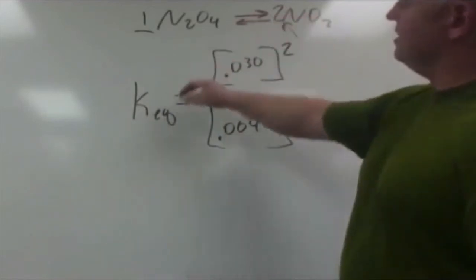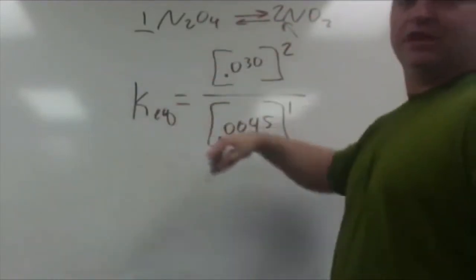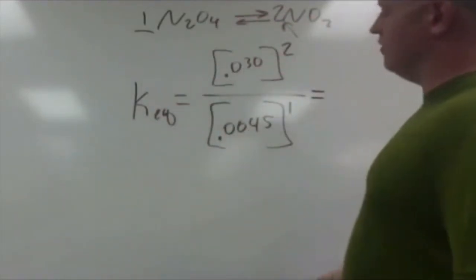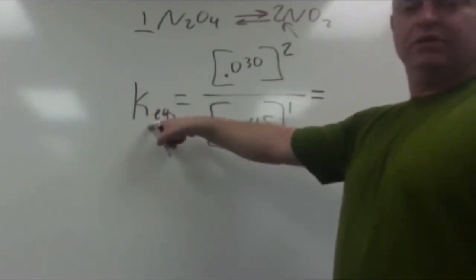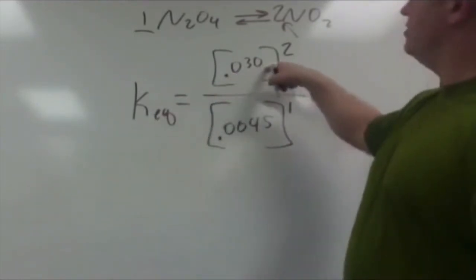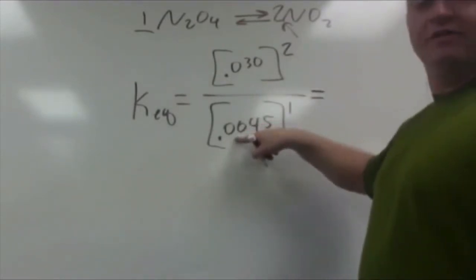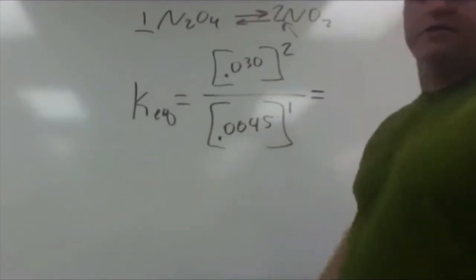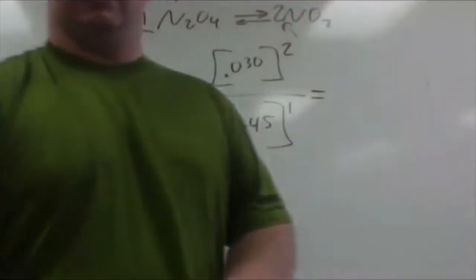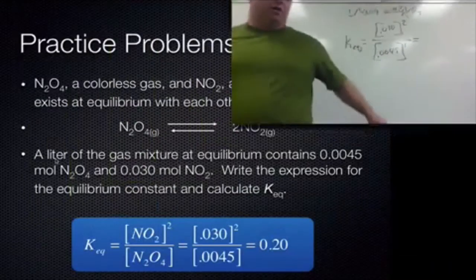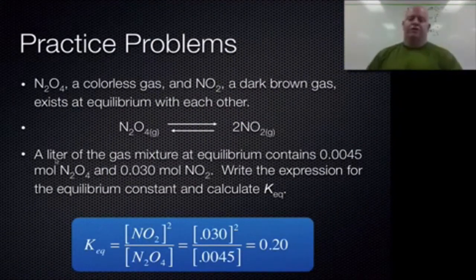So this is considered the equilibrium expression, how you express it. And then if you solve it, you're actually solving for KEQ. So take 0.030 squared divided by 0.0045. If you do that and we solve it, we'll get to our answer. If we go back up to our screen, we see now that here's our expression, 0.030 squared divided by the 0.0045, and we get a value of 0.20.